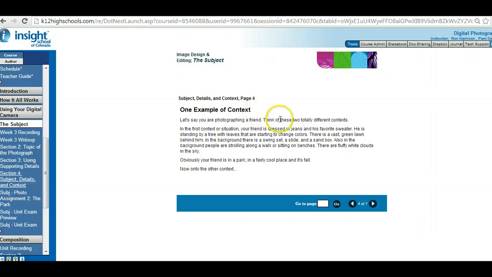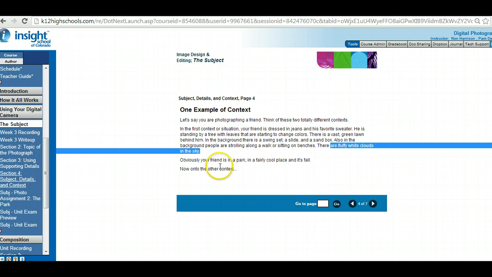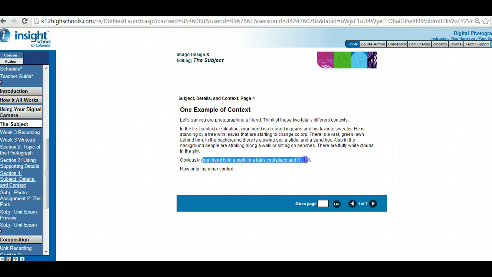So one example of context. In the first context or situation, your friend is dressed in jeans and his favorite sweater. He's standing by a tree with leaves that are starting to change colors. There's a green lawn behind him. In the background, there's a swing set, a slide, and a sandbox. Also, people walking around and things like that, and there are fluffy white clouds in the sky. So obviously your friend is in the park in a cool place.